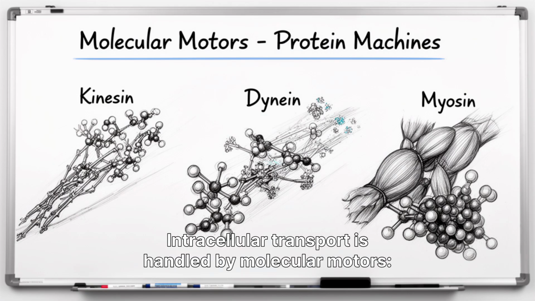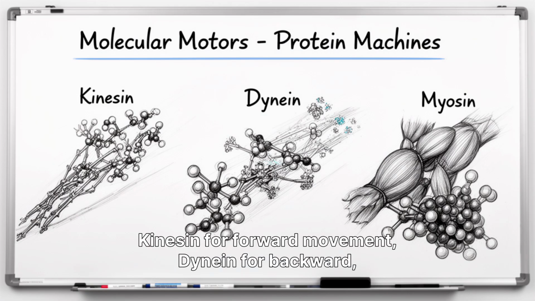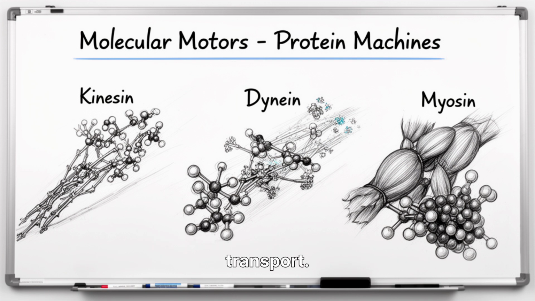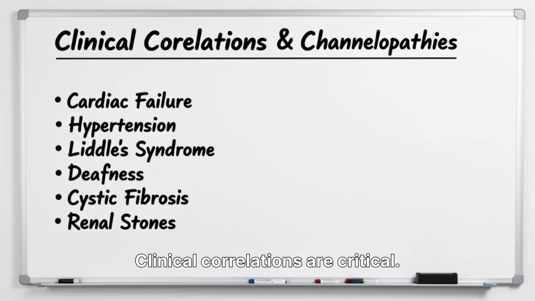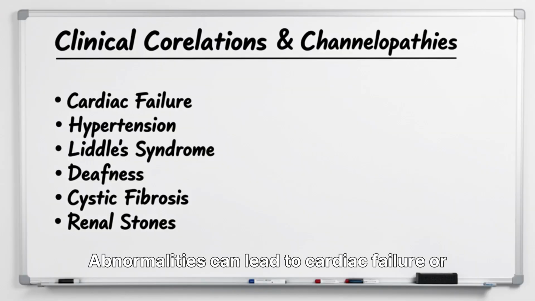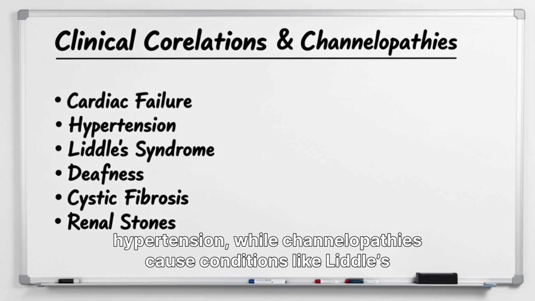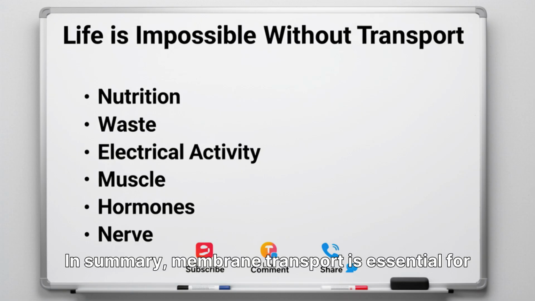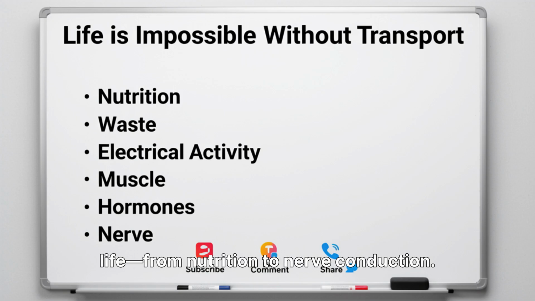Intracellular transport is handled by molecular motors, kinesin for forward movement, dynein for backward, and myosin for muscle contraction and vesicle transport. Clinical correlations are critical. Abnormalities can lead to cardiac failure or hypertension, while channelopathies cause conditions like Little's syndrome, deafness, and cystic fibrosis. In summary, membrane transport is essential for life, from nutrition to nerve conduction.